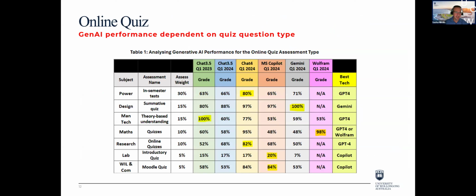So we start off with the online quiz. And if you look at the performance back in Q1, you do see that performance was pretty okay. But now, when we look at the new tech, especially ChatGPT 4, the results have increased substantially. And you can see there's a mix of performance between the different GenAI technologies. And that really comes down to what was the requirement of the quiz, what was its target, what was its content area. So the different platforms do perform in different ways based on their training.